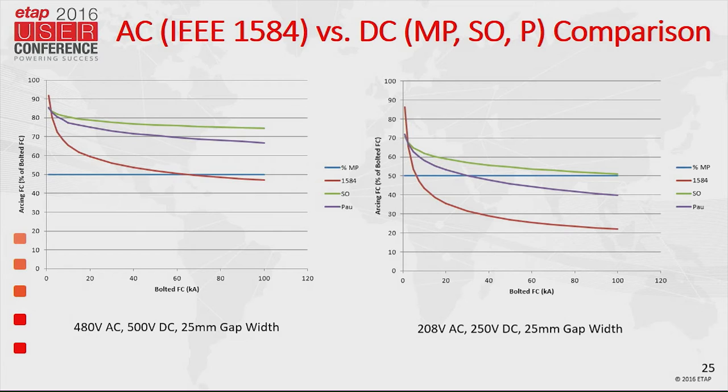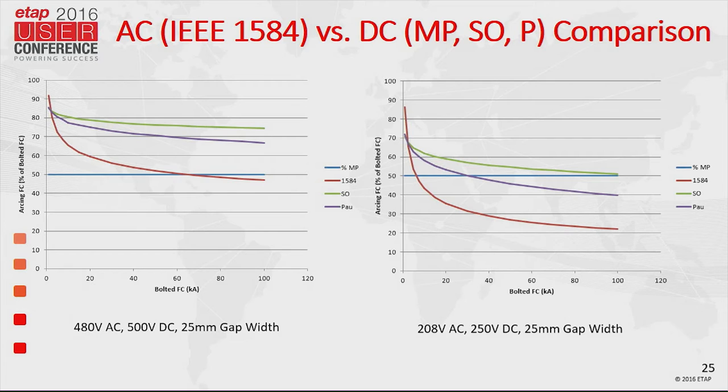Same thing, we saw the scale's a little bit different, but on the right, I looked at 208 volt AC RMS versus 250 volt DC. Again, a pretty good difference between Stokes and Oppenheimer and Paukert versus IEEE 1584. I guess what it goes to show us here is AC and DC arcs are different animals. I thought, well, let's look at it, very similar parameters, but clearly we're getting some differences in the results. How significant is that?